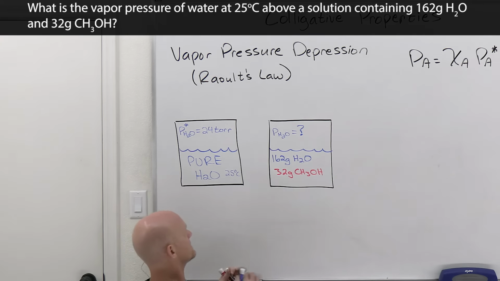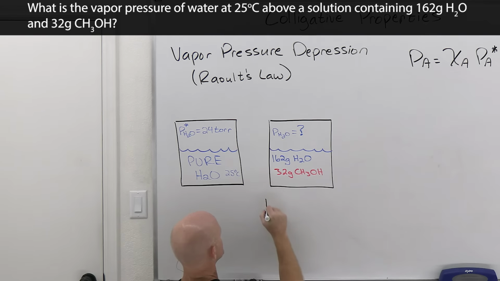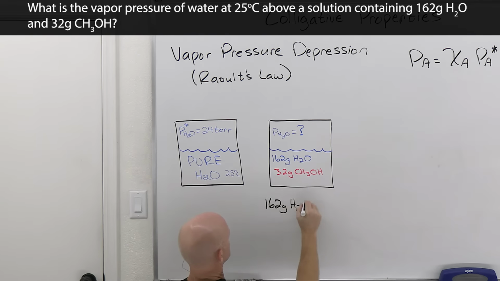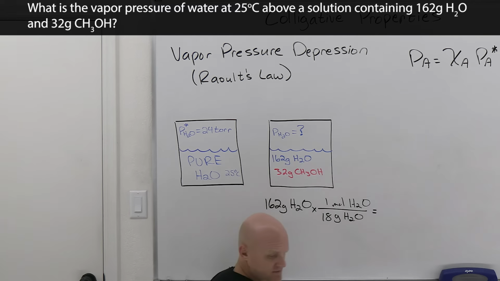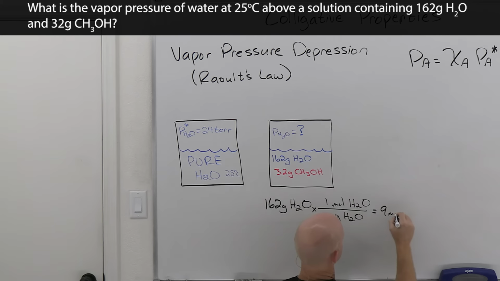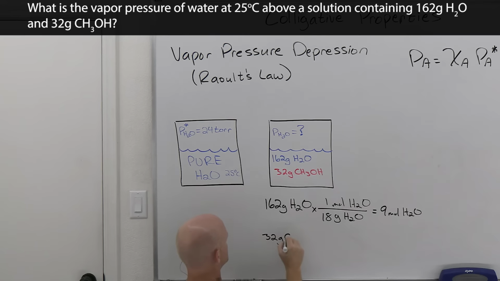So we'll start with that water there. We've got 162 grams of water. And the connection between grams and moles is again always that molar mass, and 1 mole of water weighs 18 grams. Pull out the calculator. 162 divided by 18 is exactly 9 moles. I chose the numbers here to make them nice. And then 32 grams of methanol.